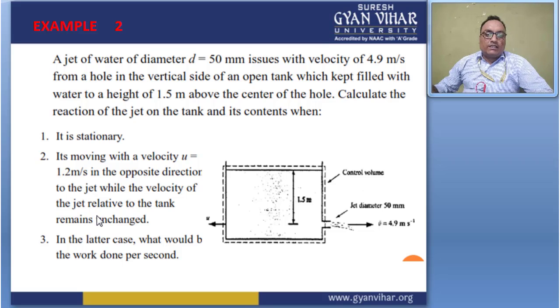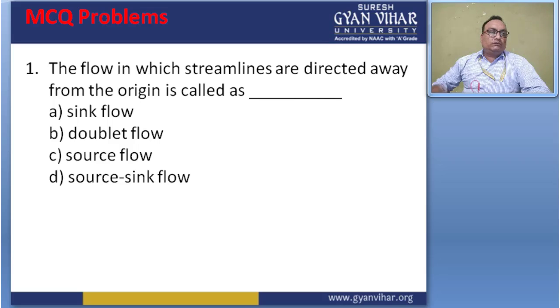This is the MCQ section of the lecture, right? The flow in which streamlines are directed away from the origin is called: sink flow, doublet flow, source flow, or sourcing flow. What is the correct answer for this question? Just think about this and find the correct answer. I will give you 10 seconds.